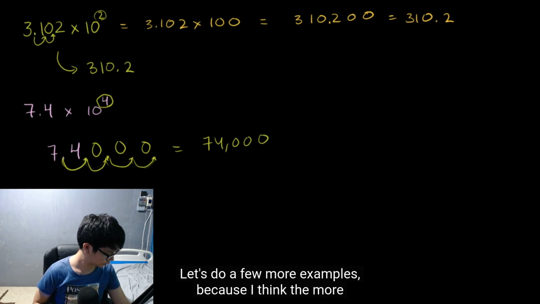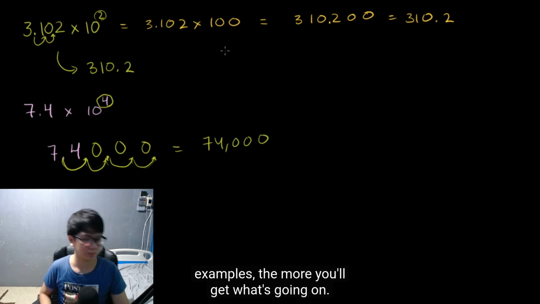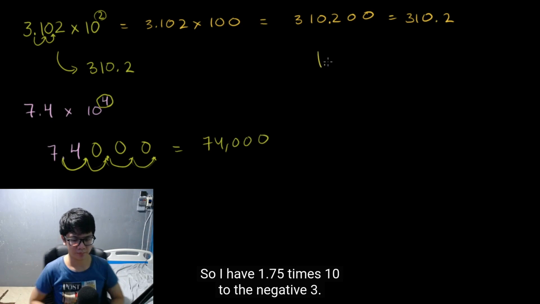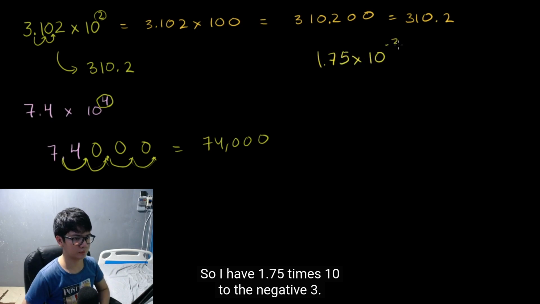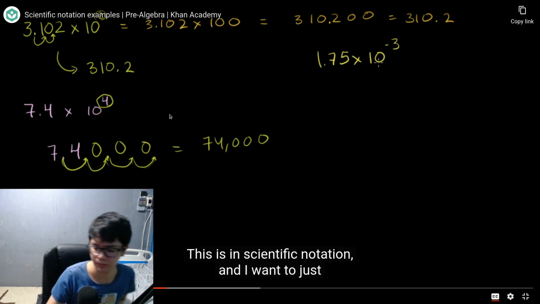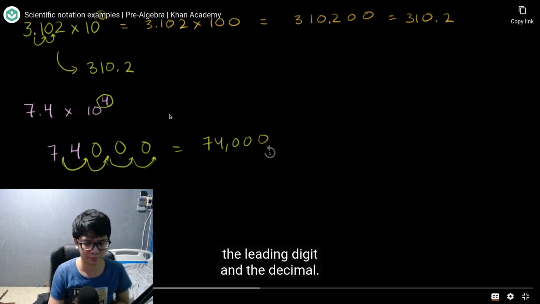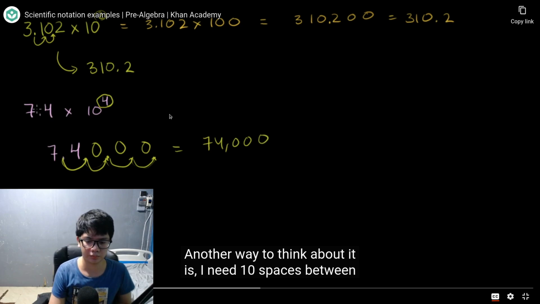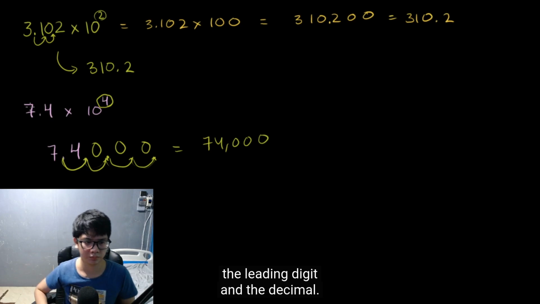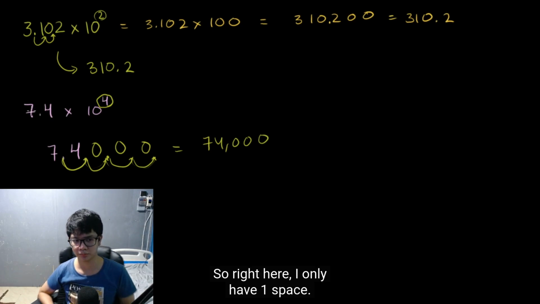Let's do a few more examples. I think the more examples, the more you'll get what's going on. So I have 1.75 times 10 to the negative 3. This is in scientific notation.